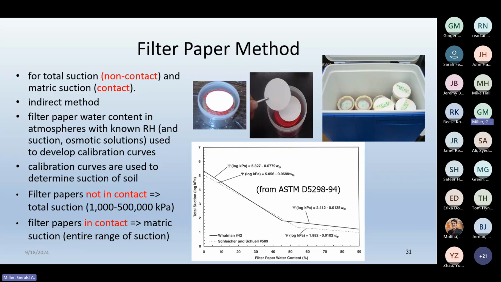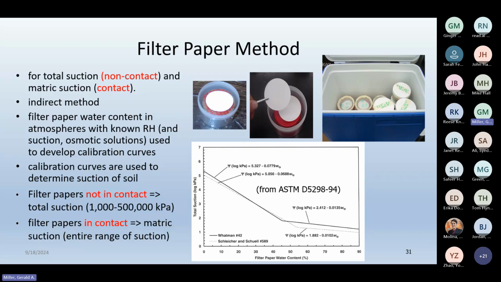Another method that can be used is the filter paper method. And here there's two approaches you can use. One is called contact, one is non-contact. In the non-contact method, you don't let the filter paper come in contact with the soil. What happens is the moisture content in that paper comes to equilibrium with the moisture content of the soil, given there's enough time. So these take quite a bit of time, probably a week or more to get equilibrium in that filter paper.